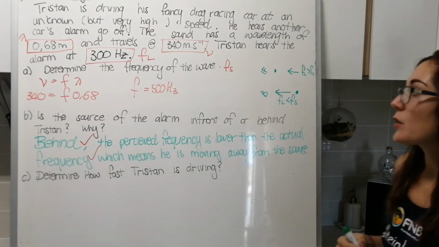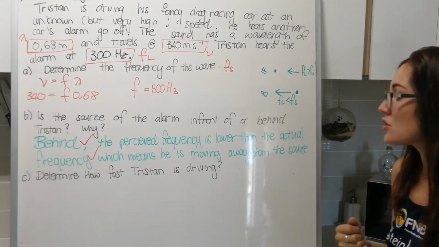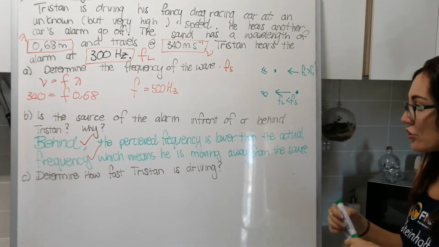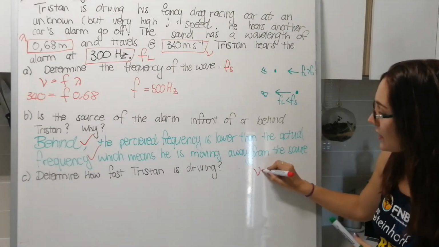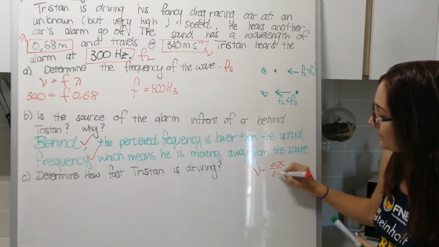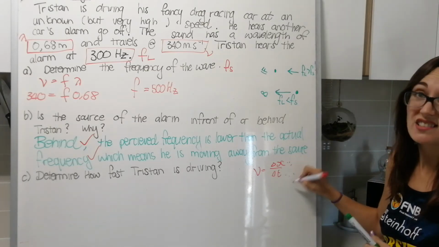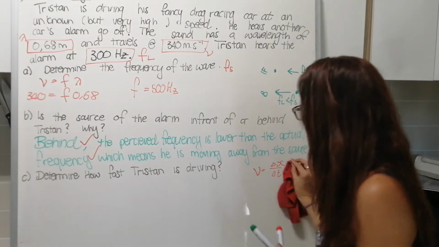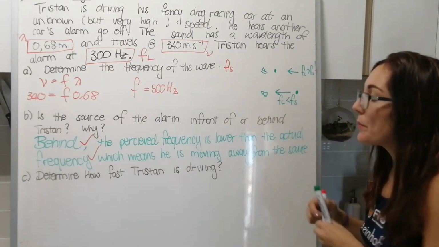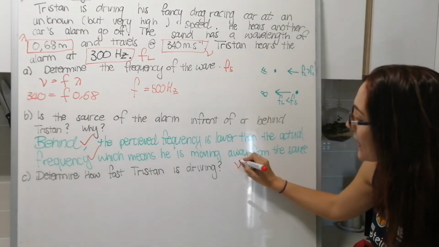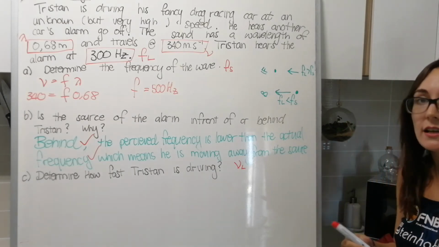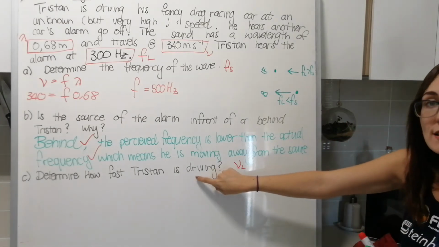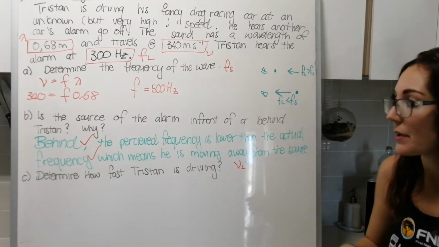Okay. Then, question C, determine how fast Tristan is driving. So, 2 options there. We can either use v equals delta x over delta t. We don't know delta x or delta t though. Not going to work. We do have the Doppler effect equation though. And in the Doppler effect equation, there is a space for the velocity of the listener. That's what we want here, the velocity of the listener. So we're going to use Doppler.